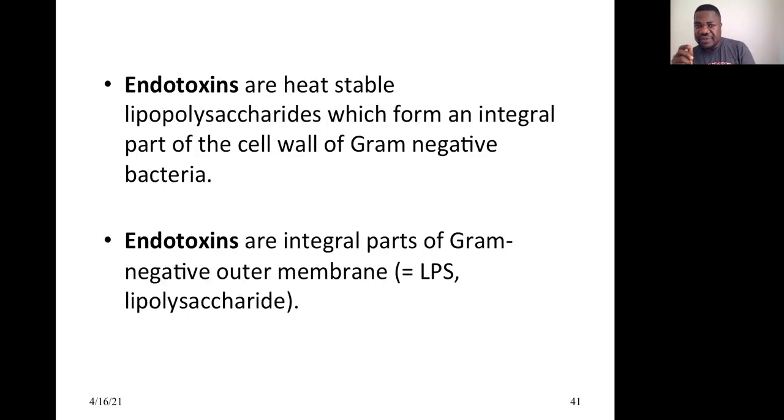But endotoxins are heat stable, so they resist the heat. In fact, when you are heating, those bacteria are being killed, but they are releasing toxins that resist. You can still warm your food and still develop an infection. They are heat stable lipopolysaccharides, which form an integral part of the cell wall. They are released especially by gram-negative bacteria. The endotoxins are integral parts of the gram-negative outer membrane.